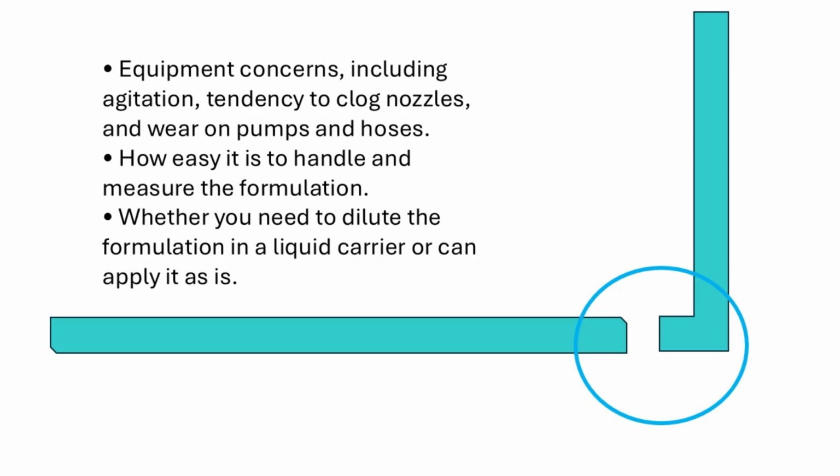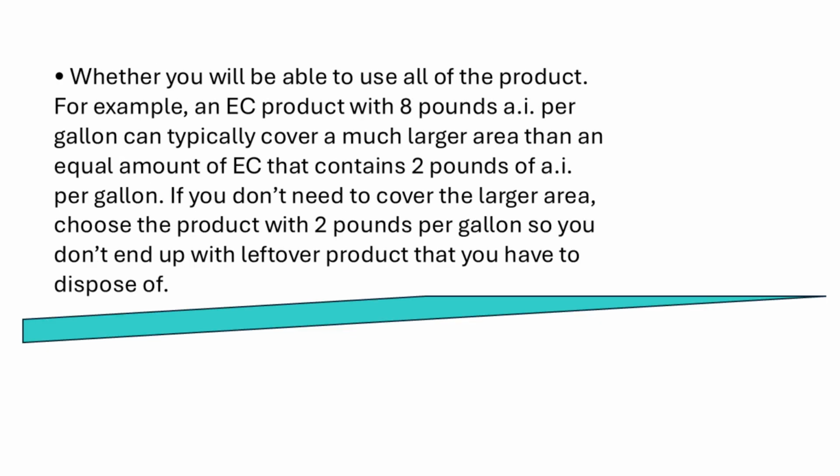Whether you need to dilute the formulation in a liquid carrier or can apply it as is. Whether you will be able to use all of the product. For example, an EC product with 8 pounds AI per gallon can typically cover a much larger area than an equal amount of EC that contains 2 pounds of AI per gallon. If you don't need to cover the larger area, choose the product with 2 pounds per gallon so you don't end up with leftover product that you have to dispose of.